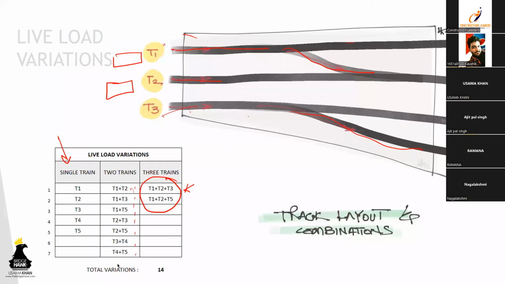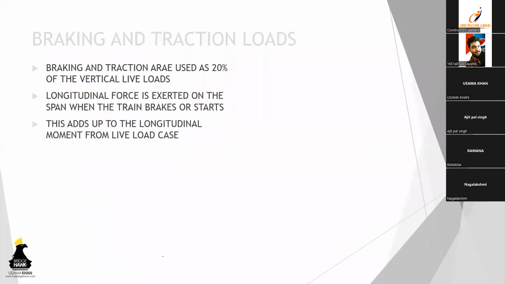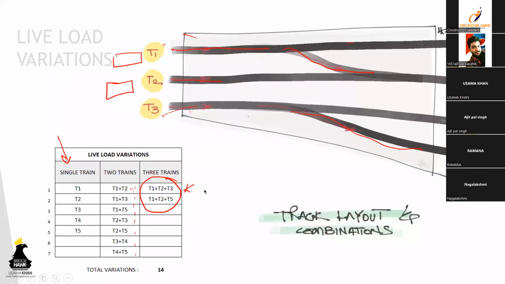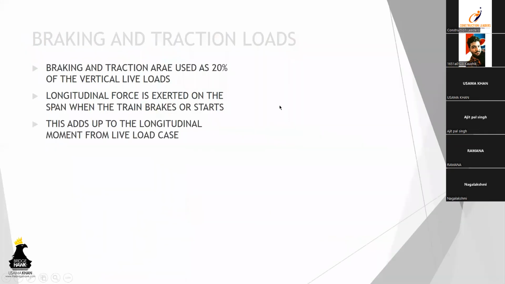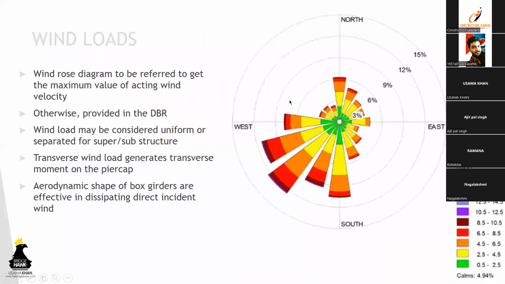So it makes up a total, it gives us like 14 variations. So these are 14 variations which will possibly present us with the challenge of finding out what is the highest value of torsion, what is the shear, what is the reaction, the bending moment values for which we should design a different girder sections. Braking and traction also.